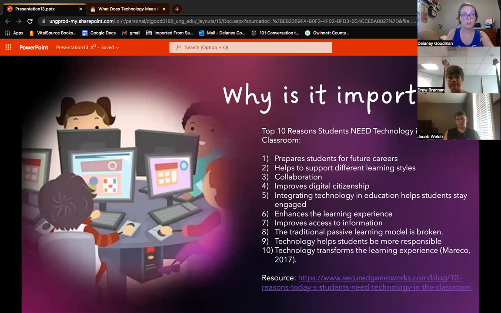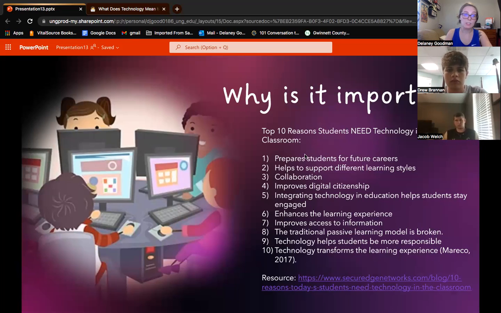It differentiates instruction. So not only does it help to create challenges and supports for those students that need it, it also allows students to learn in ways that they want to learn. There's many different programs, there's different games, and students can choose what they want to do by using this technology. It leads to collaboration. It also improves digital citizenship. This is something that we'll talk about later, as we have to teach students how to be a good citizen on or while using technology.